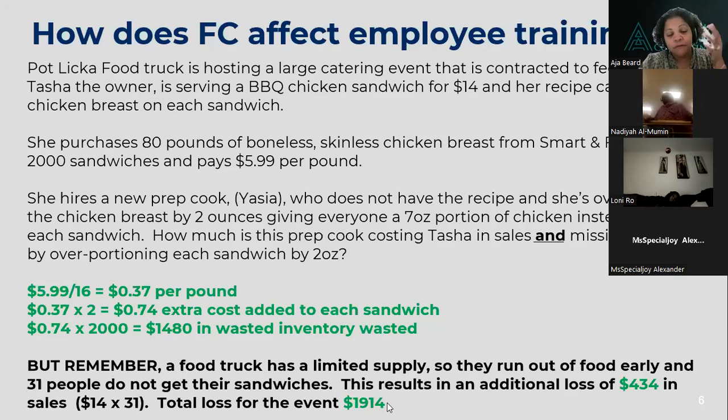$1,914, which maybe doesn't seem like a big amount compared to the previous examples, but when you're in a food truck and maybe your profit is 2,000 or 3,000, losing $1,900 is a huge deal. So we want to make sure that not only we have recipes that are in place for all of our items, but we have the tools that are needed for our employees or our team members to properly portion, and we're doing just some double checking.